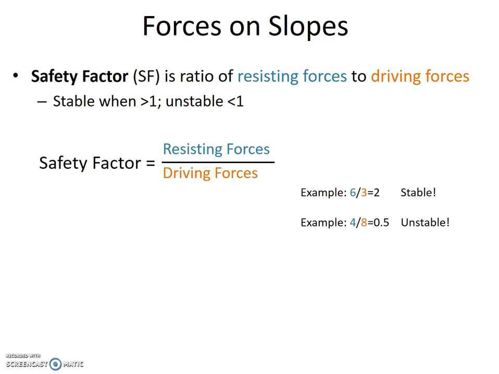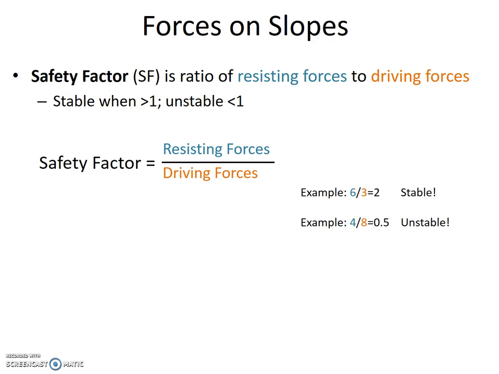Another term, safety factor, SF for short, is the ratio of resisting forces to driving forces, meaning in a ratio, resisting forces on top and driving forces on the bottom. A slope is stable when greater than 1, unstable when less than 1. In other words, if the resisting forces are greater than the driving forces, the slope is stable and the safety factor is greater than 1.